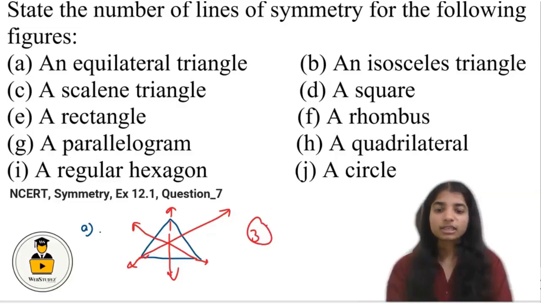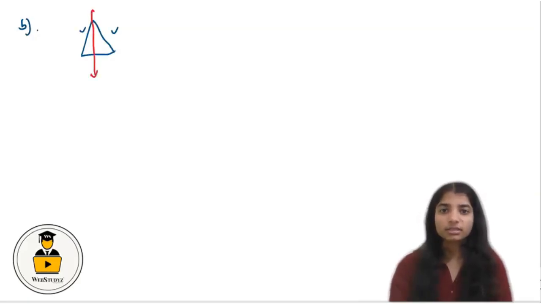Next is an isosceles triangle. So we are considering the isosceles triangle. We know that an isosceles triangle is a triangle whose two sides are equal. Let's say we are considering these two sides are equal. So if these two sides are equal, we can say that this triangle has only one axis of symmetry. So this is the answer to part B.